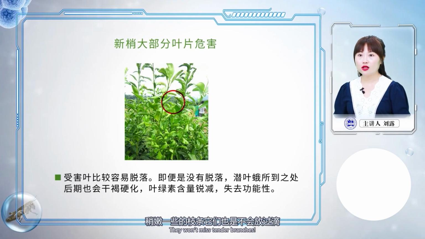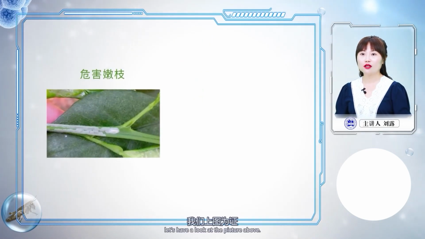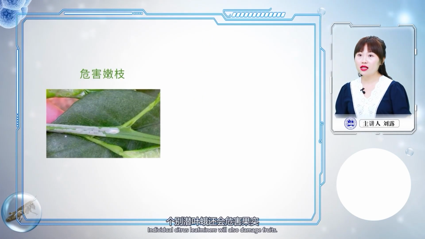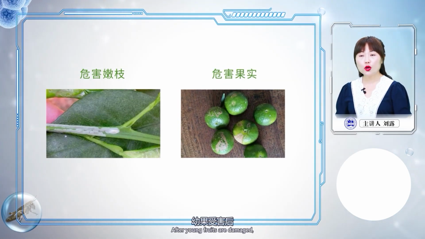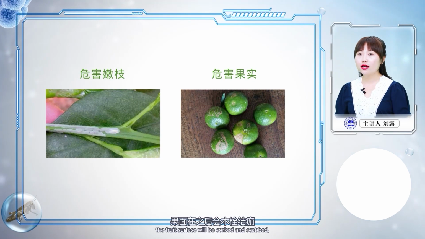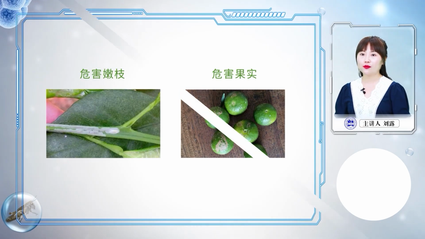They won't miss tender branches. Now, let's have a look at the picture above. Individual citrus leaf miners will also damage fruits. After young fruits are damaged, the fruit surface will be corked and scabbed, which seriously affects their commerciality.